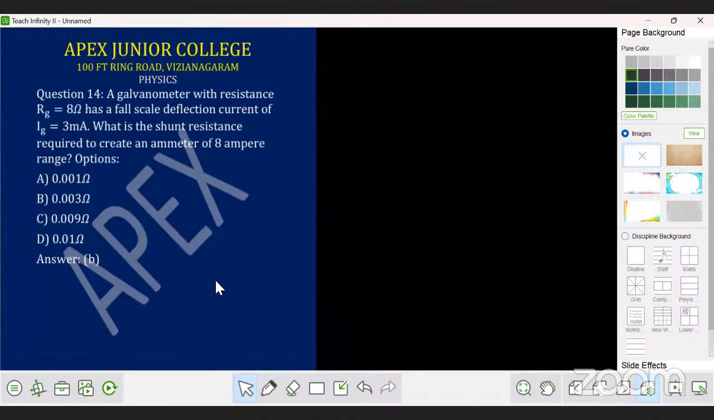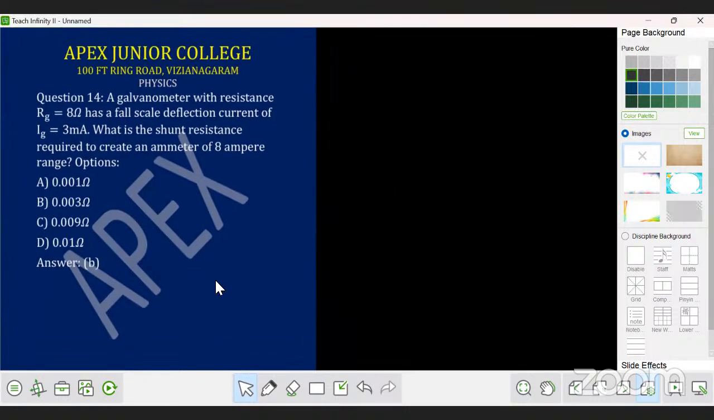See that what is the name of the topic here? A galvanometer with resistance 8 ohm. That means galvanometer resistance is given, where G is given 8 ohm, has full scale deflection current of 3 milliampere. In that galvanometer, the current through galvanometer is given 3 milliampere. What is the shunt resistance required? That means S you have to find out.